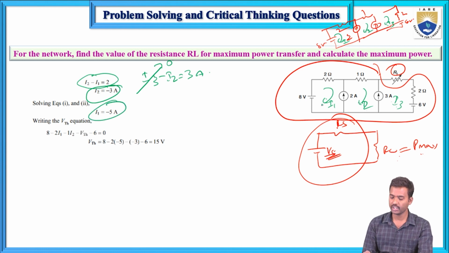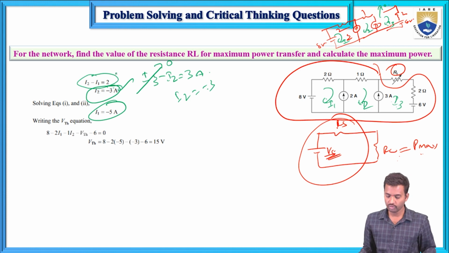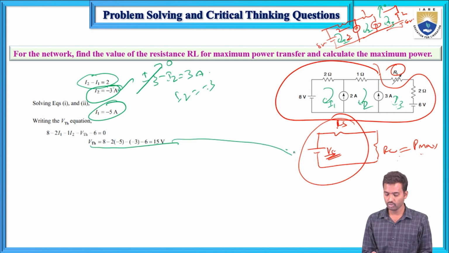So I2 minus I1 equals 2 and I3 minus I2 equals 3. The I3 value is 0 because it is open circuited, so this current is 0. So I2 equals minus 3 and I1 equals minus 5. Now apply KVL in this loop, a supermesh: 8, 2 into I1, 1 into I2, this is VOC, VTH, and 6 into I3 with its resistive drop. From this, VOC equals VTH equals VS equals 15 volts.